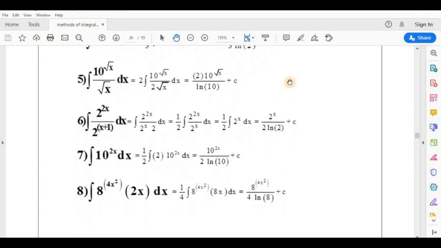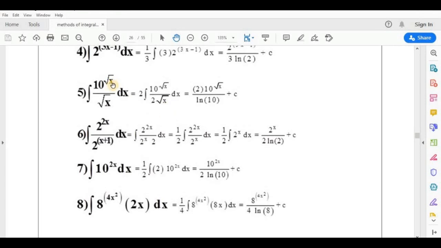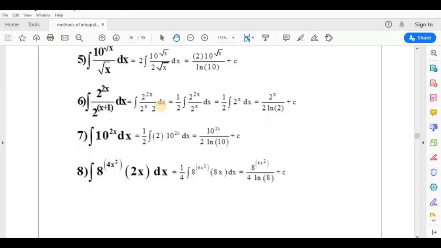Same concept here, just direct application for the integrals. So what is the derivative of g(x)? We are missing only the number 2, so we multiply by 2 here and here to get the derivative of root x. Finally, this is the special form. This function, 10 to the power root x, we keep it as it is, divided by ln 10 plus the constant. For the other one, we need to use the properties to simplify the function.